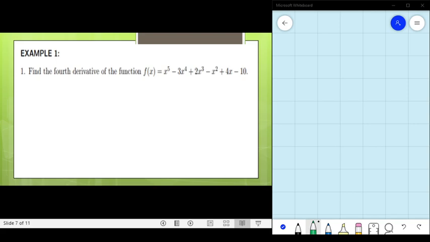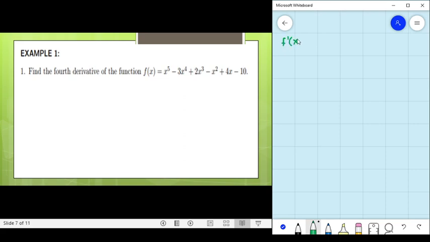Okay, let us now try solving the first example. We are to find the fourth derivative of the function f of x equals x to the fifth minus 3x to the fourth plus 2x cubed minus x squared plus 4x. First thing to do, in order to get the fourth derivative, is to find first the first derivative, which is the derivative of this function.